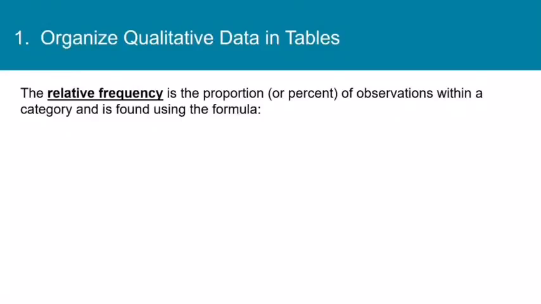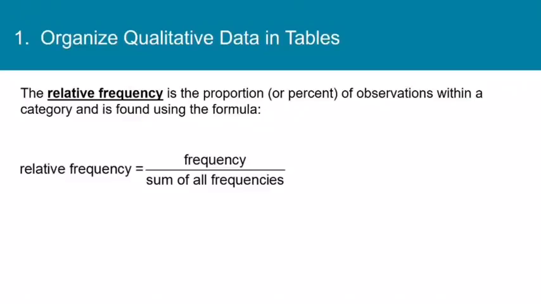Now let's talk about relative frequency. The relative frequency is the proportion or percent of observations within a category, and it's found using the formula: relative frequency equals frequency divided by the sum of all frequencies.